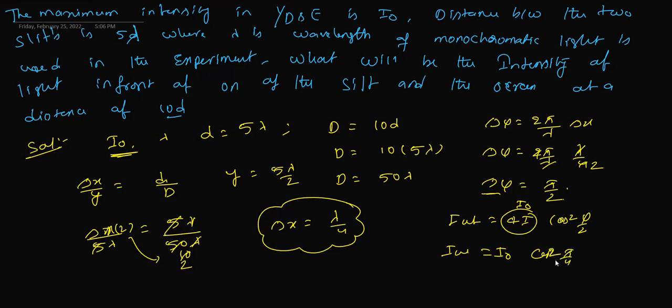Cos square pi by 4, which we get here. Therefore, I naught into cos square pi by 4 value, which is 1 by 2. Therefore the answer we get is I naught by 2. So the net intensity at that point is I naught by 2, which we got here.